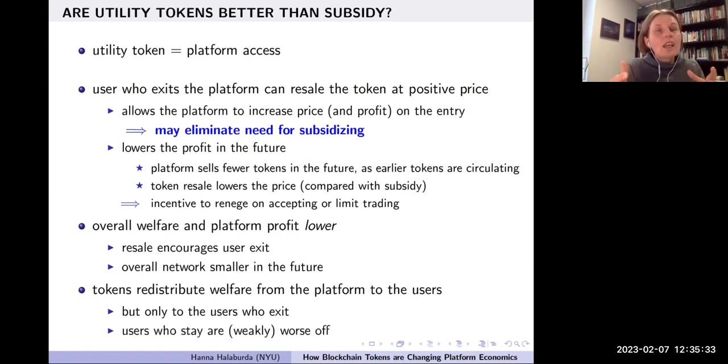The users who stay are either weakly or strictly worse off, because now they will stay with a smaller network. They will get less of the network advantage under tokens than under the subsidy. So again, smaller welfare, more welfare going to users, and therefore smaller profits to the platform.